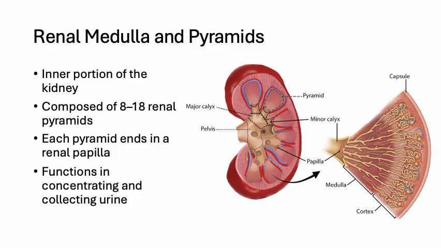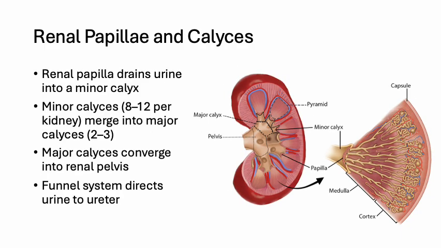Each pyramid tapers to a point called the renal papilla, where urine exits into a drainage system. The medulla plays a key role in adjusting water content and concentrating urine, allowing the body to conserve water when needed. It's a highly specialized environment designated for fine-tuned reabsorption.